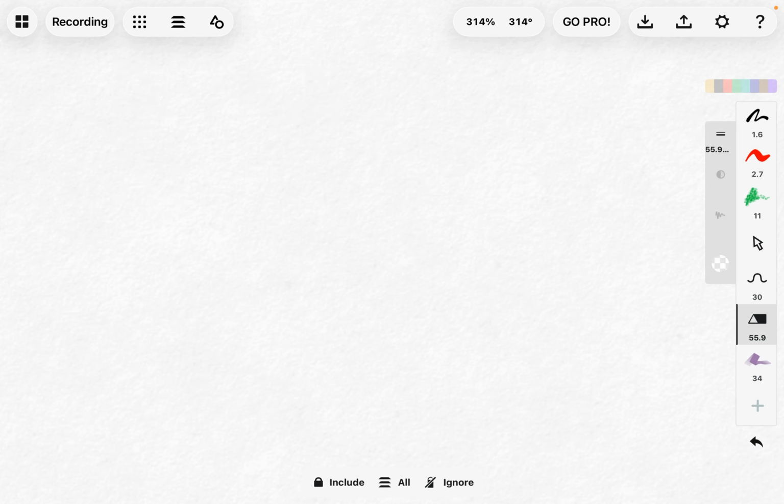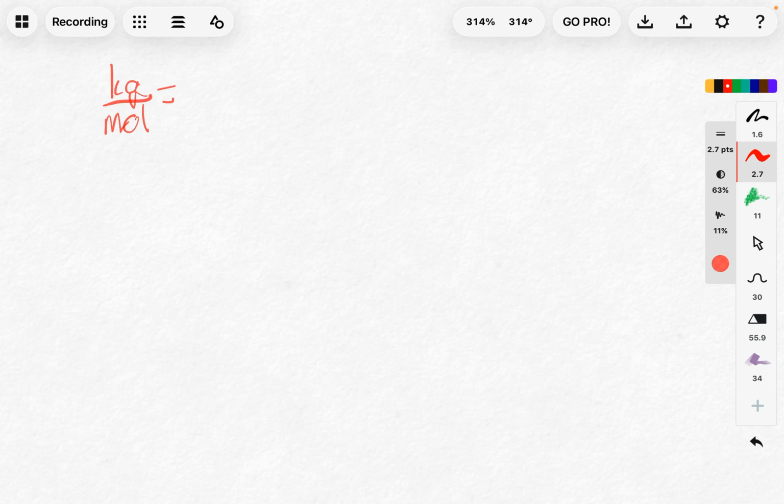Next one is molar mass, and molar mass has units of kilograms per mole, and it is denoted as mu eta. But of course, the capital version of mu is just m. So no matter what, that notation stays the same.